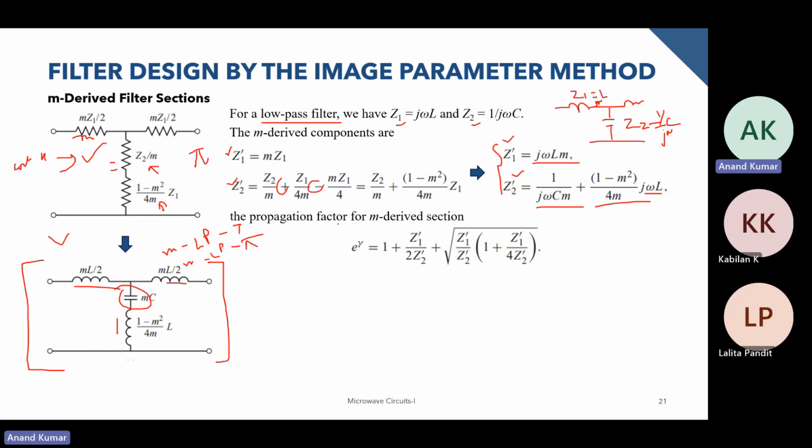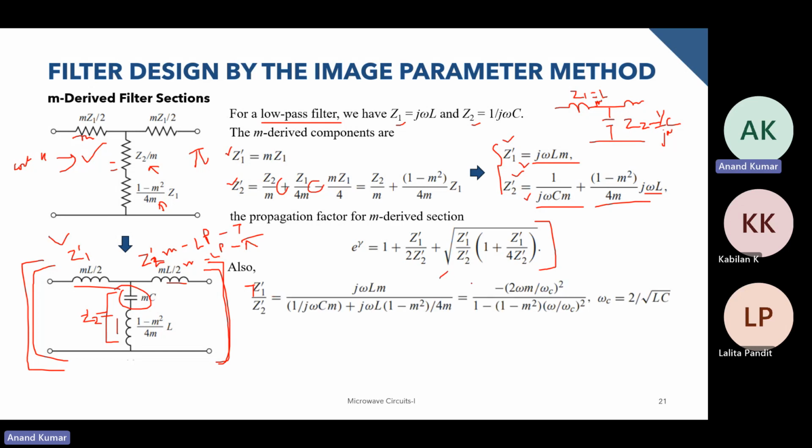So now the propagation factor for the M derived section again. This again is a T network, and we can write the impedance value for this side as Z. So this is your Z1. If you simply rewrite it as Z, this is Z1 and this is Z2. And now using again the table, we can write down the propagation factor. So Z1 and Z2 dashes over here, and then we substitute the values inside this.